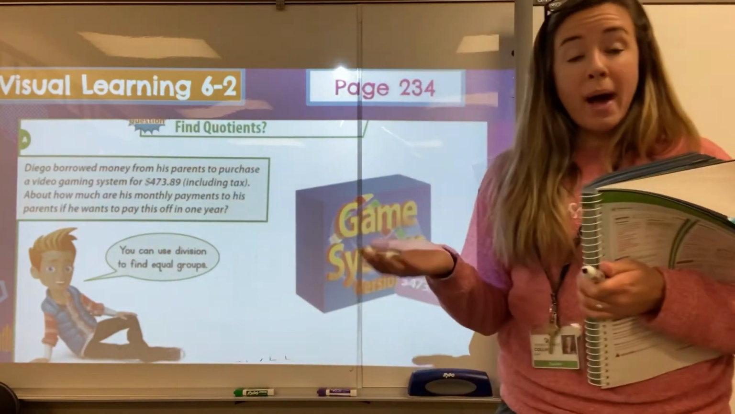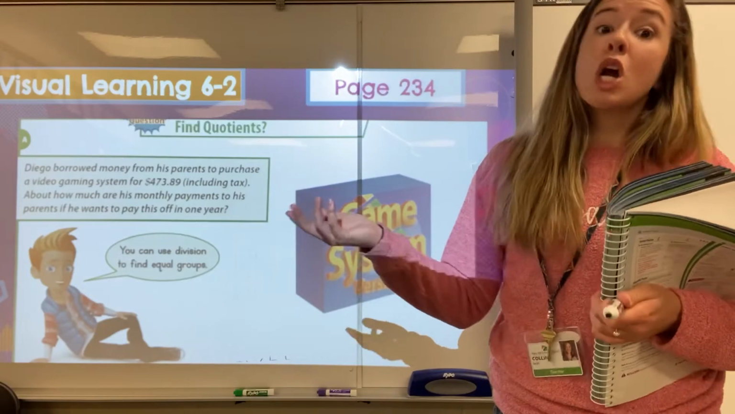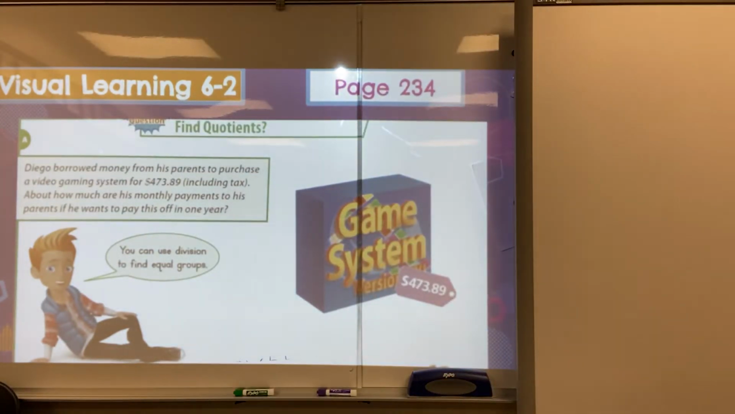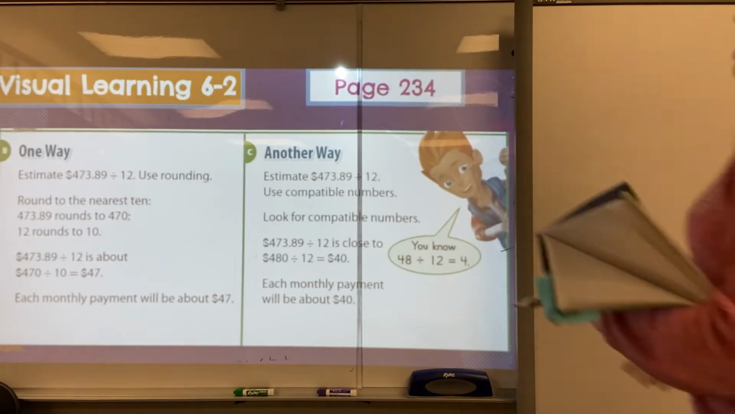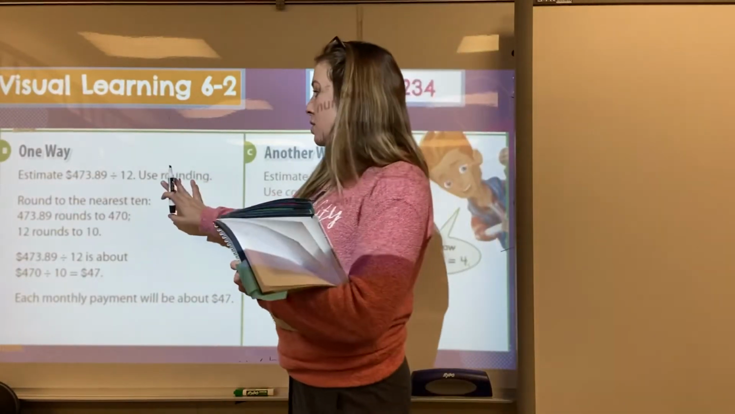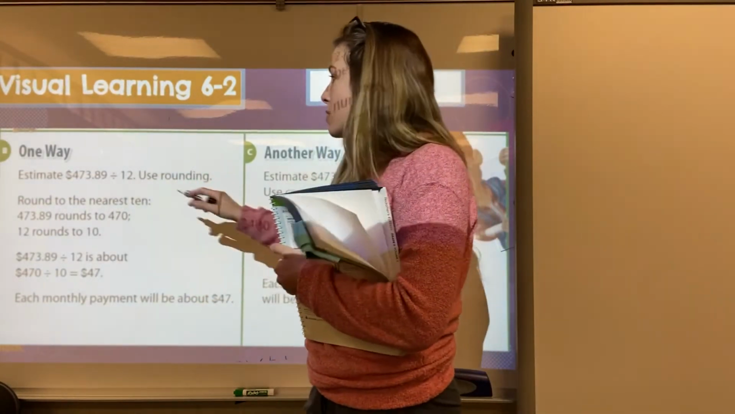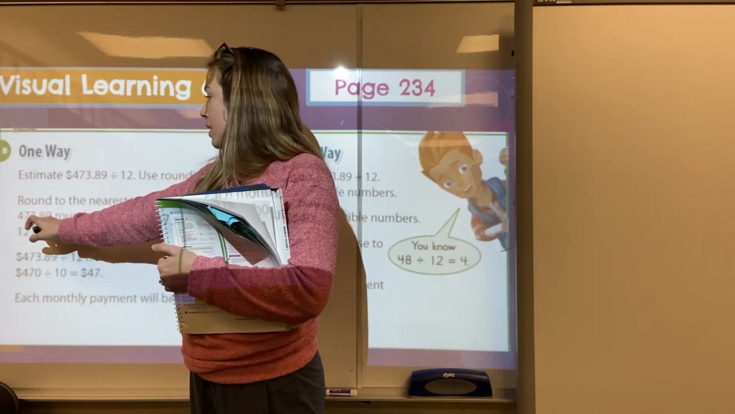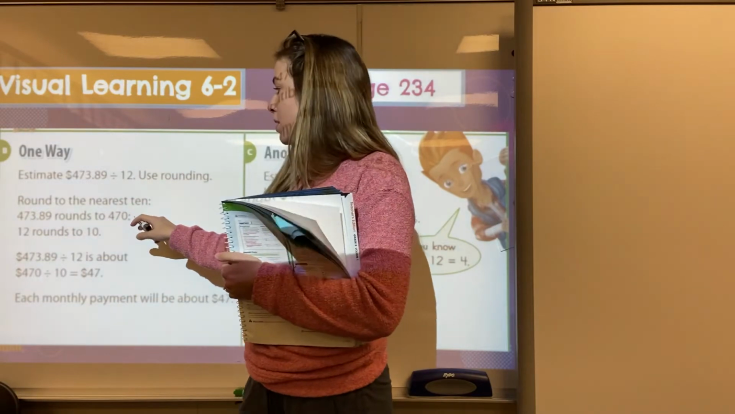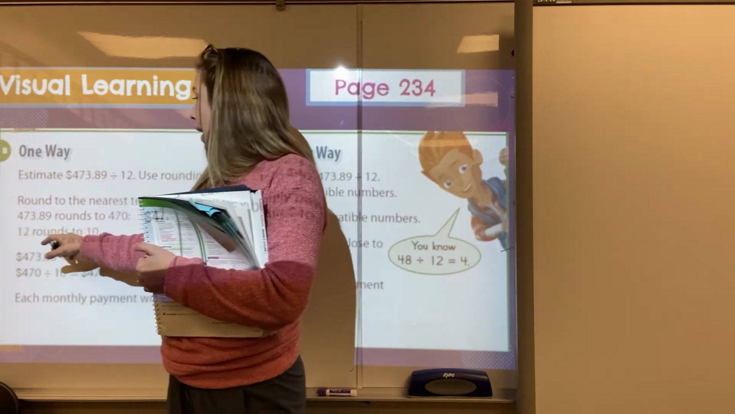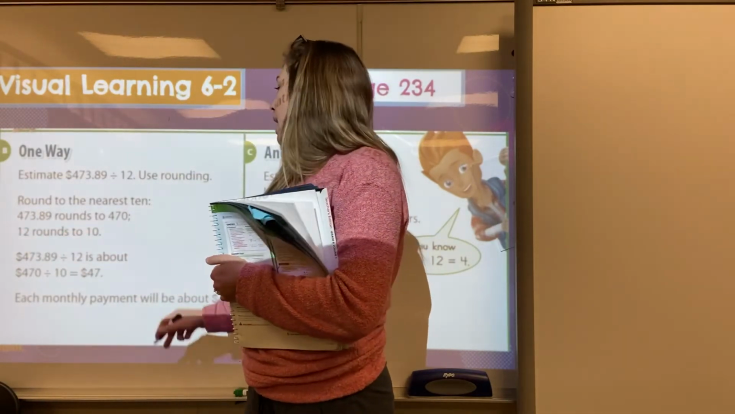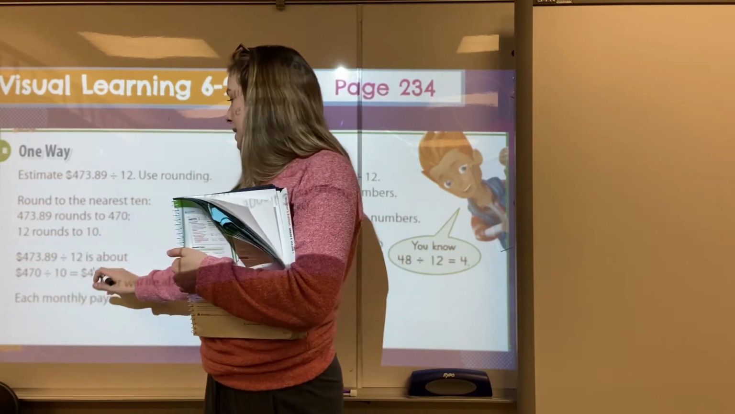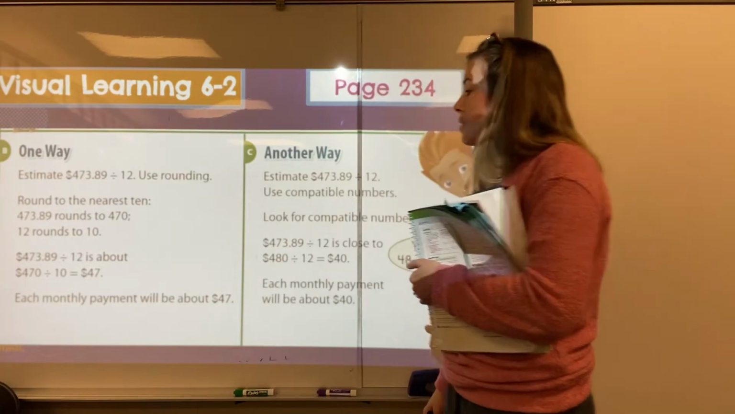And you have to think, well, how many months are in a year? 12. So then he's going to split that total amount up over 12 months. So one way we can do it is to use rounding. So rounding to the nearest 10, they rounded $473.89 to about 470. And then they rounded 12 down to 10. And so then they're taking 470 divided by 10 is about $47 a month.